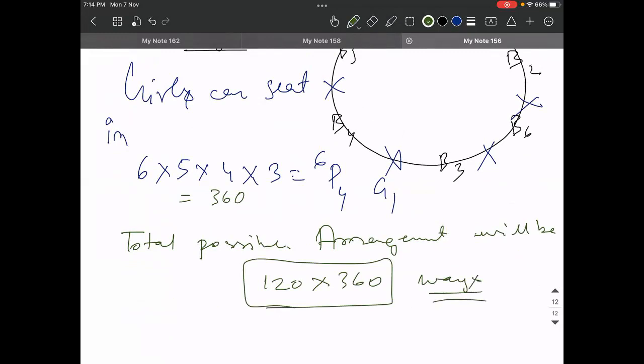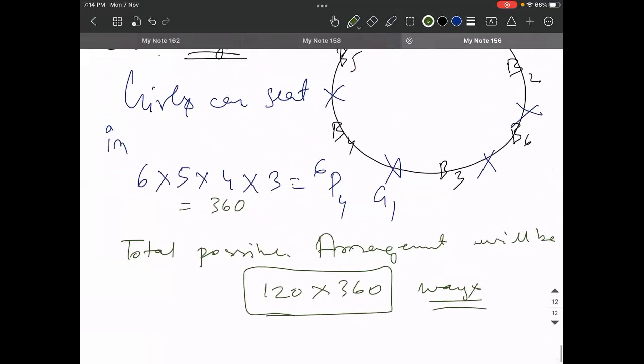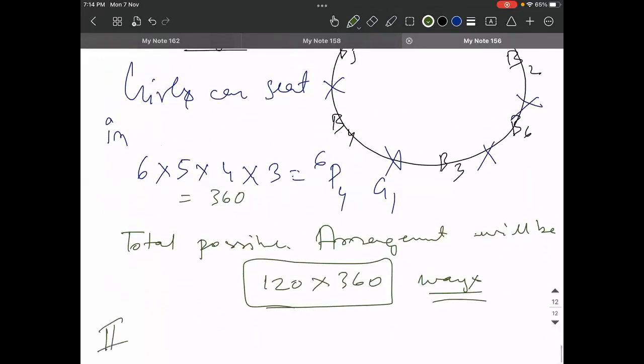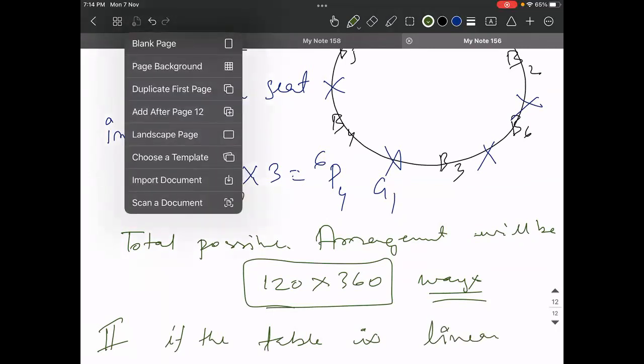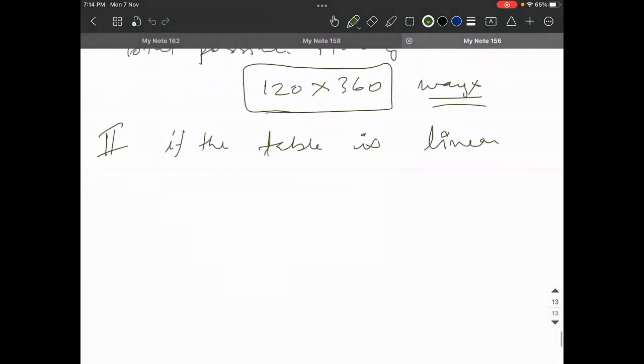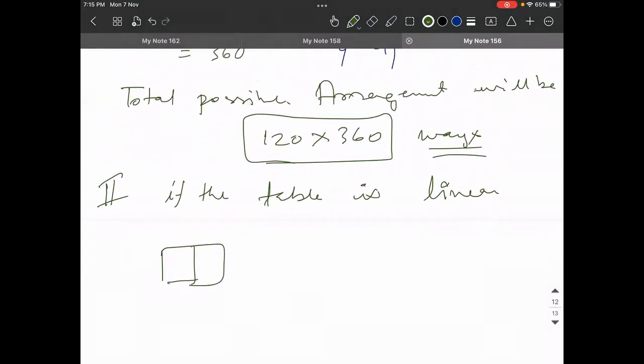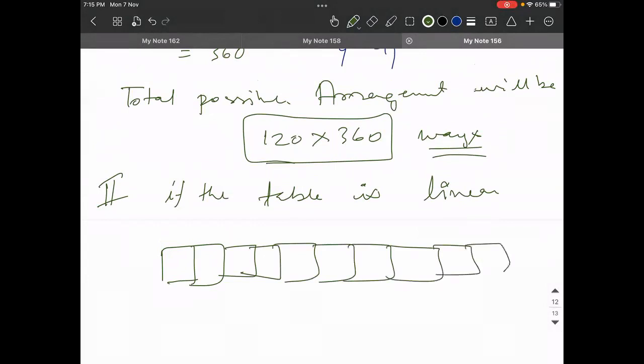These many ways. Suppose this was a linear table, it's just a bench. Now suppose this is part 1, first part, and now let's say second part. If the table is linear, linear means straight table. So how will it be? Total how many positions are there? 6 plus 4, right? 1, 2, 3, 4, 5, 6, 7, 8, 9, 10. So total people are there. Let's say the first boy is sitting here.